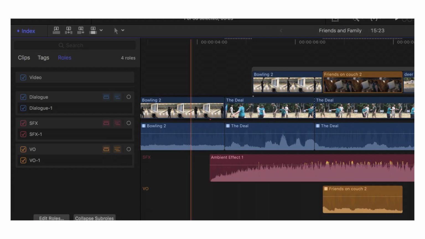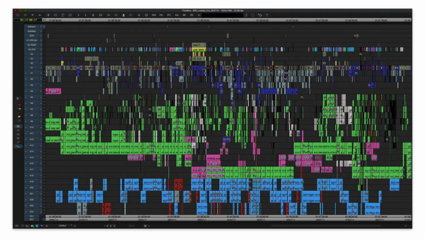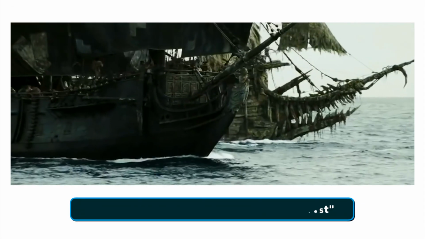The cut is the simplest and most widely used transition. You could say it's the absence of a transition, since it's the last frame of clip A followed by the first frame of clip B, with no alterations. Many productions use cuts exclusively between shots in their edits.